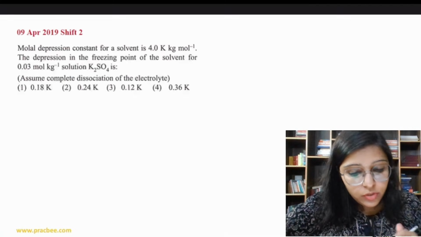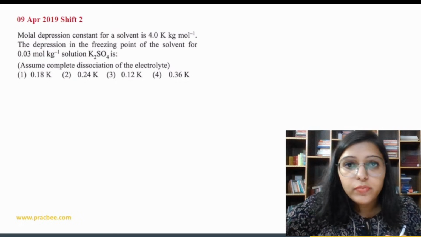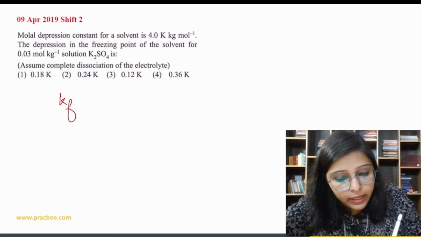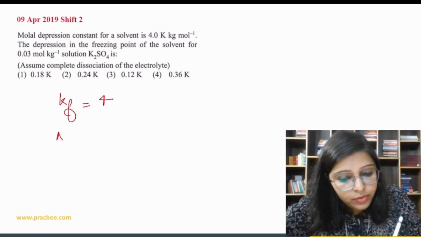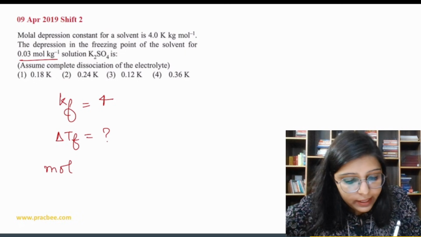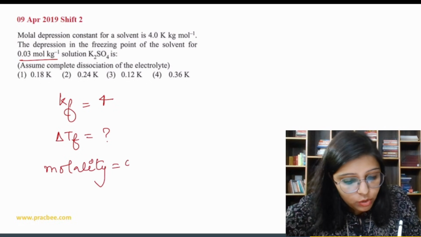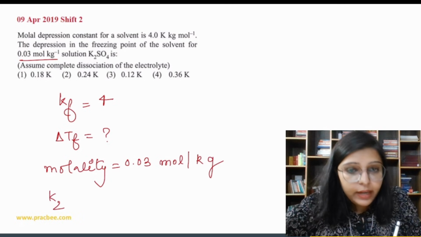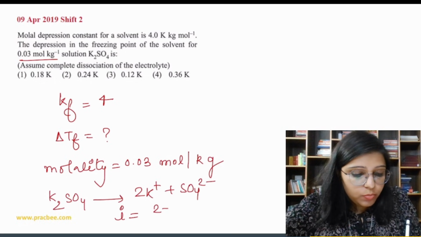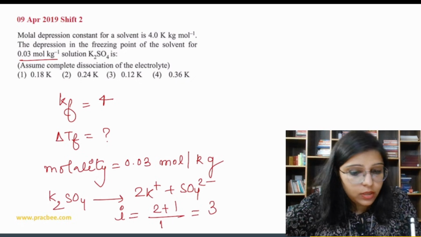Now let's do the next question. Molar depression constant for a solvent is 4 Kelvin kilogram per mole. Molar depression constant, that is Kf, is 4. Depression in freezing point we have to calculate for 0.03 mole per kg. Molality is 0.03 mole per kg. For what? K2SO4. It dissociates into 2K plus and SO4 2 minus. So the i value is 2 plus 1 divided by 1, which is 3.